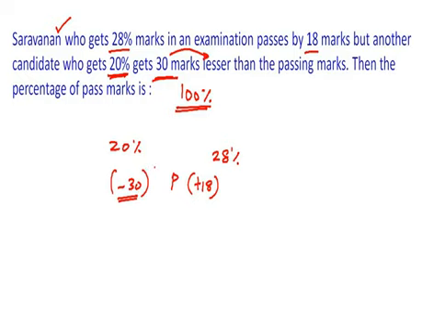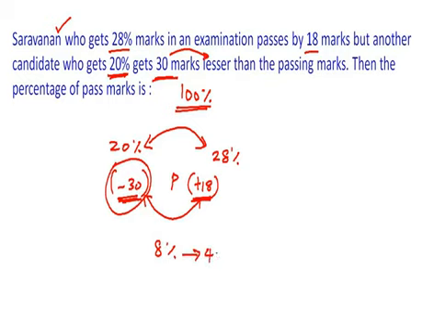Now very simple, just find out the difference in both the cases. First, let's find out the difference between the two people's marks in terms of percentage. And what is that going to be? 8% of marks. Similarly, what is going to be the exact mark difference between the two candidates? Saravanan is getting extra 18 marks and the second person is getting 30 marks lesser, I mean, compared to the pass mark he scores 30 marks lesser, right? So the difference between the two candidates in exact marks is 48. So 8% of the total score is equivalent to 48.